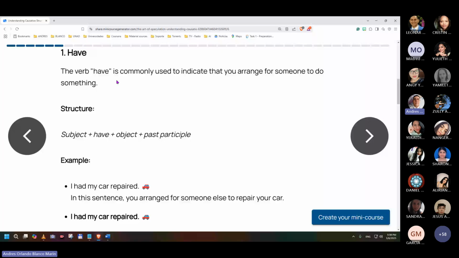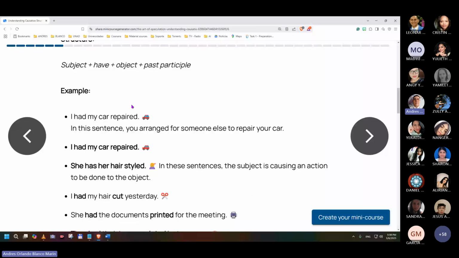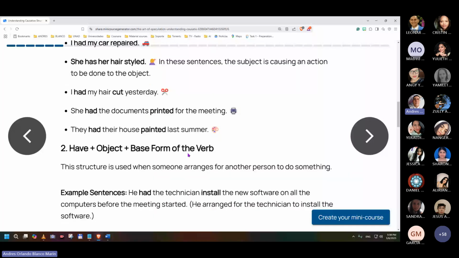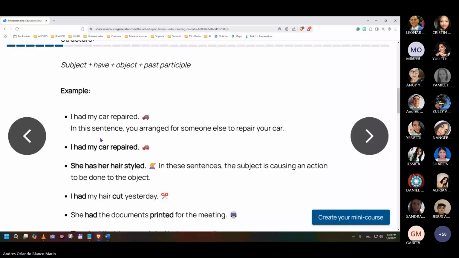The verb have is commonly used to indicate that you arranged for someone to do something. The structure is subject, have, object, past participle. That is one of the options. And the second option is have, object, base form of the verb. Okay? So let's discuss the first one with examples. I had my car repaired. In this sentence, you arrange for someone else to repair your car.